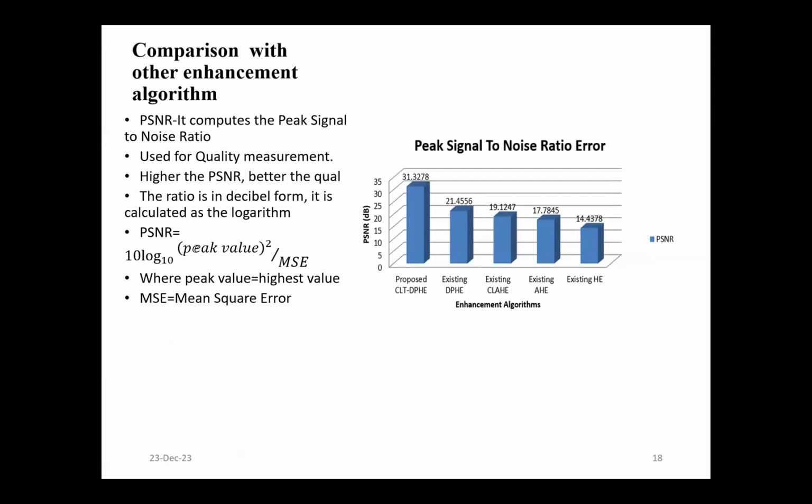Then the other metric is the PSNR. It computes the peak signal to noise ratio. It is used for quality measurement. So the higher the value of peak signal to noise ratio, the better the results are. Here the proposed CLT DPHE method is again compared with the other techniques available in the literature, and the peak signal to noise ratio we have found in our method is 31.3278, which is more than the others available.